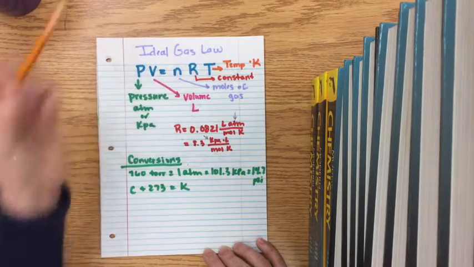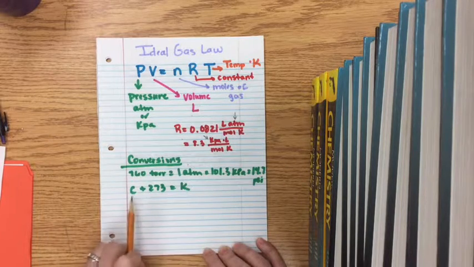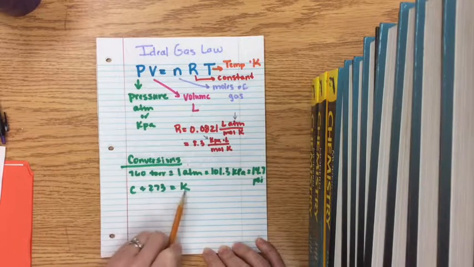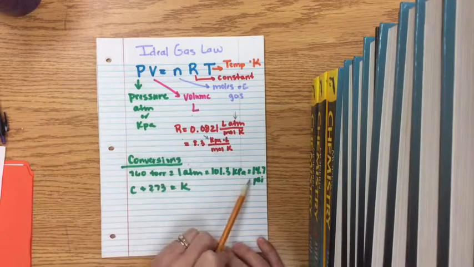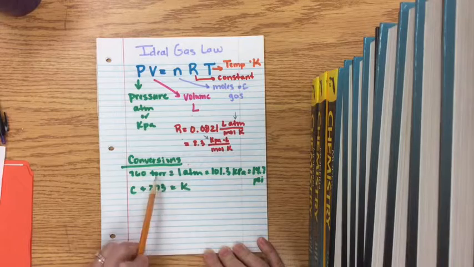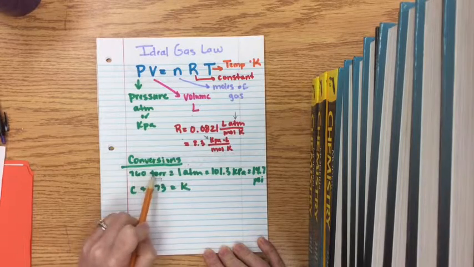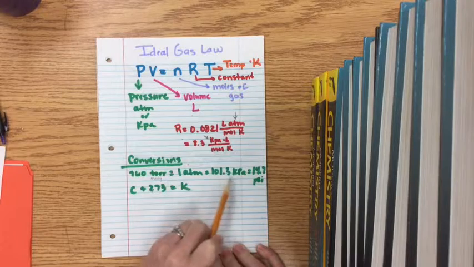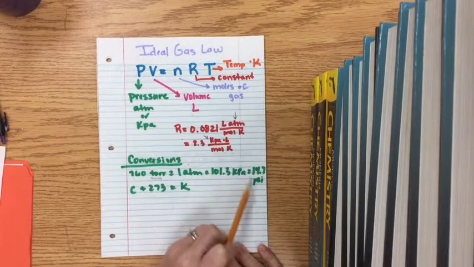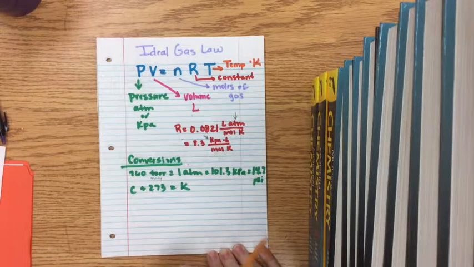Remember that in order to get to Kelvin, Celsius plus 273 will give us Kelvin. So if we're given Celsius, we're going to have to add 273 to get Kelvin. And then we also just need to know our pressure conversions, because we could get different units. We know that 760 torr or mmHg, remember those are interchangeable, equals 1 atm, which is equal to 101.3 kPa, kilopascals, which is equal to 14.7 psi, pounds per square inch.